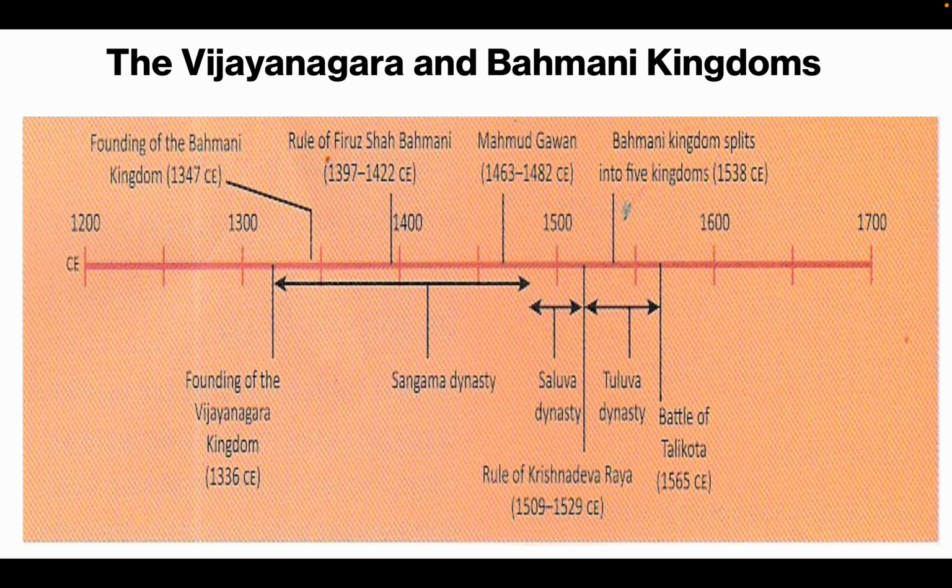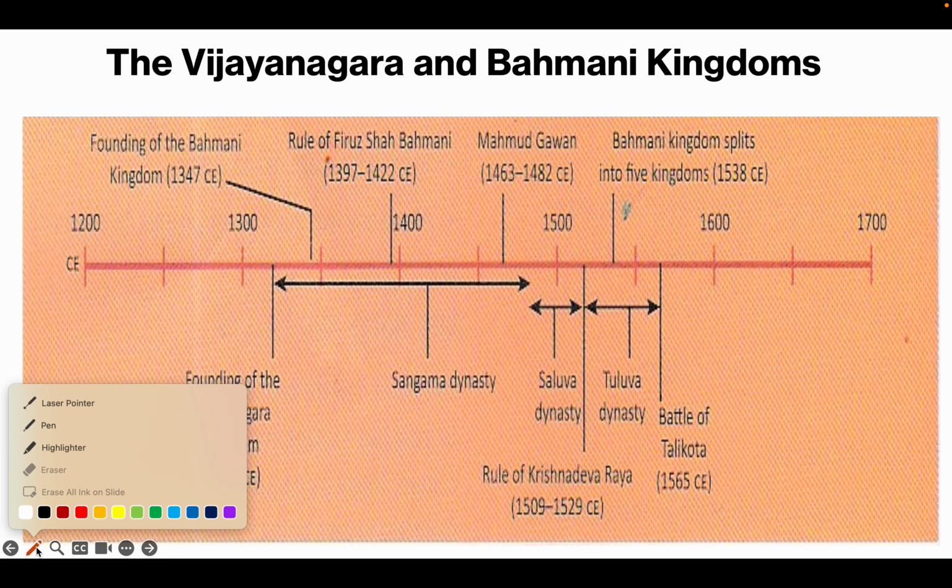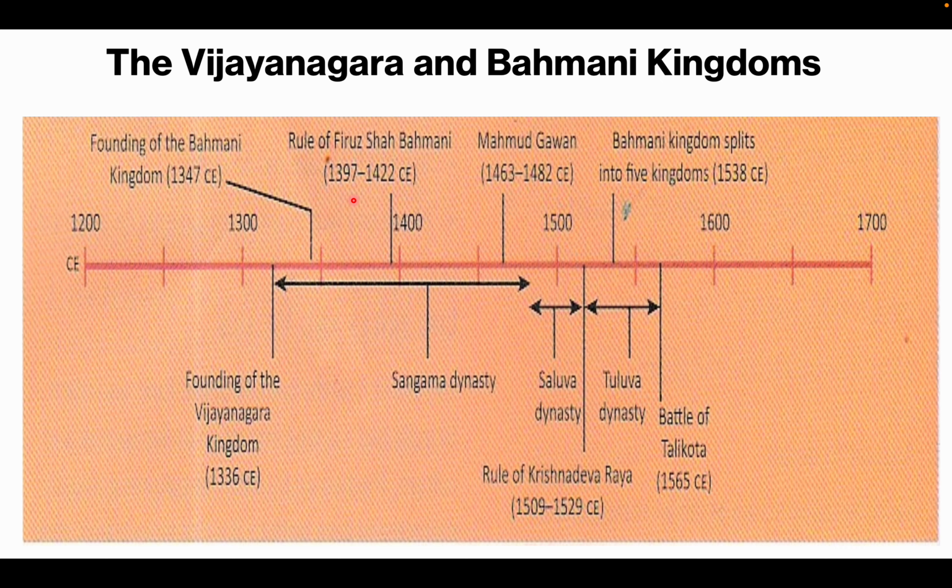Okay, here is the timeline. Just go by your textbook, look into your textbook, and you can find when the Vijayanagara Empire was established or founded, around 1336 CE, and 11 years later, the Bahmani kingdom came into existence. The most famous rulers are Firuz Shah Bahmani and Muhammad Gawan. And later on, after Muhammad Gawan, the Bahmani kingdom was split into five different kingdoms. Maybe they wanted to divide the property share and they said, okay, you take this, and they went on.